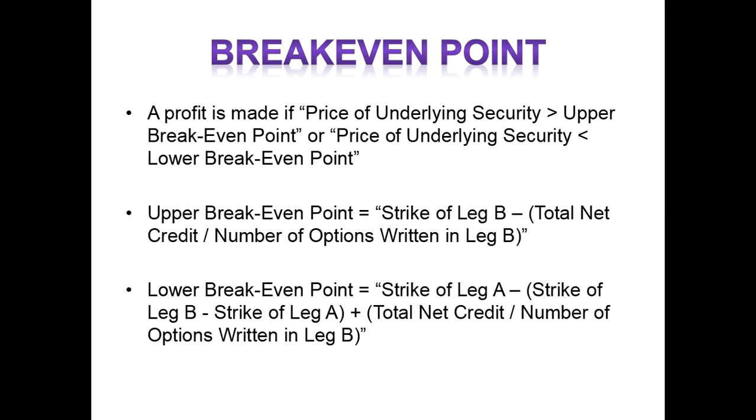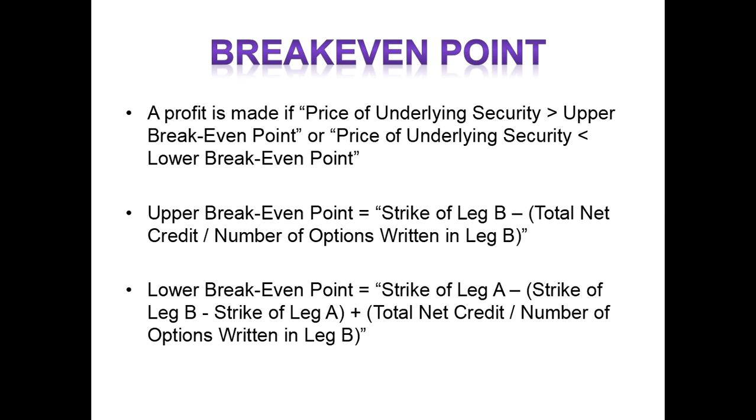So let's look at the break-even point. A profit is made if the price of the underlying security is greater than the upper break-even point, or the price of the underlying security is lesser than the lower break-even point. And now let's look at the upper break-even point. This is strike price of the leg B minus the total net credit divided by number of options written in leg B.